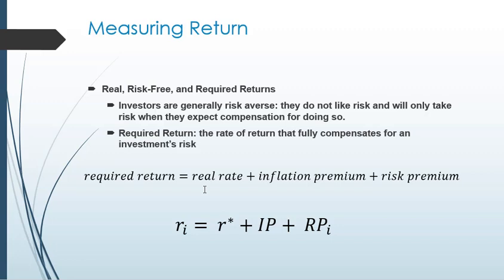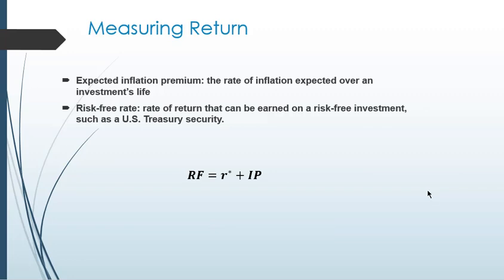So the real rate is the rate of return that's created by the supply and demand of money. I think the inflation premium is pretty self-explanatory. And then the risk premium itself are the risks that come from the type of security, the company itself. All of those things are incorporated in this risk premium, if you will. So we can break this down into some easier components.